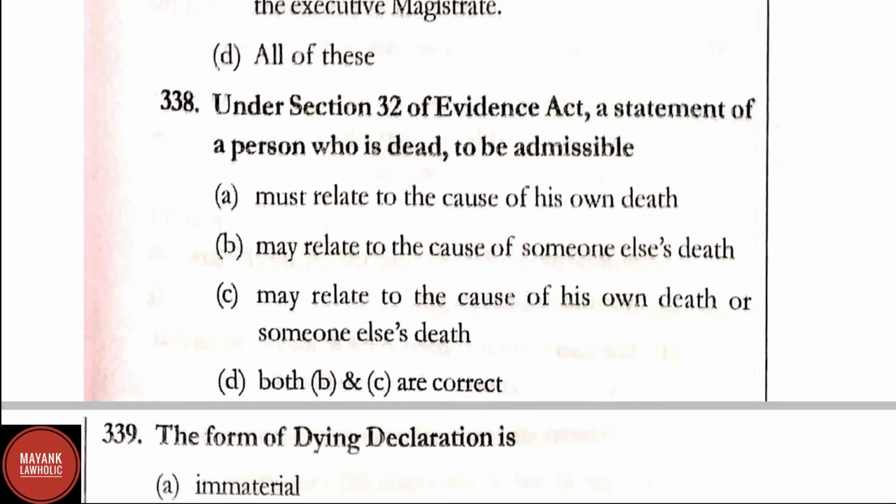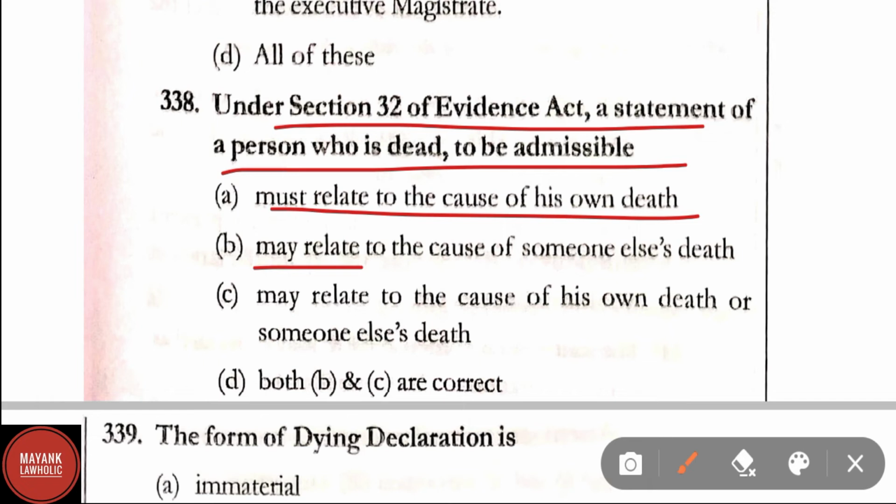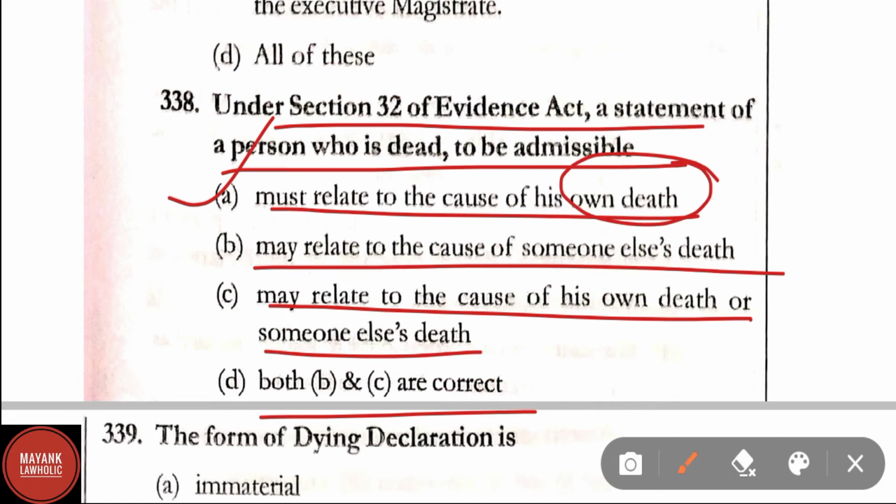Question number 338. Under section 32 of Indian Evidence Act, statement of a person who is dead to be admissible, option A, must relate to the cause of his own death. Option B, may relate to the cause of someone else's death. Option C, may relate to the cause of his own death or someone else's death. And option D, both B and C are correct. Here correct answer is option A, that is must relate to the cause of his own death.